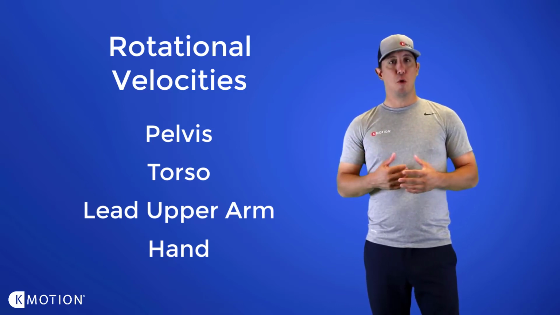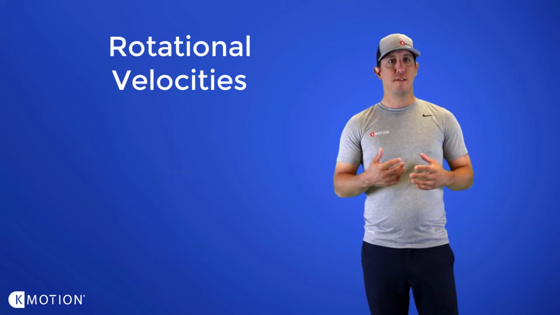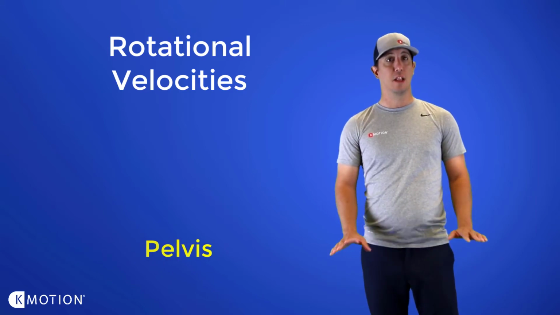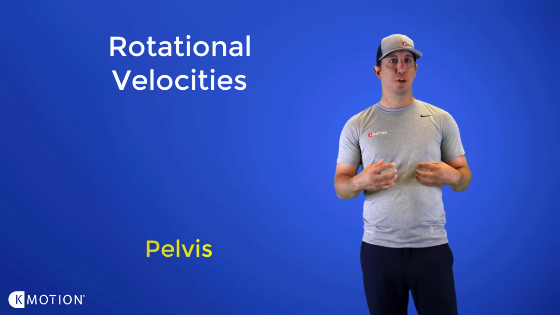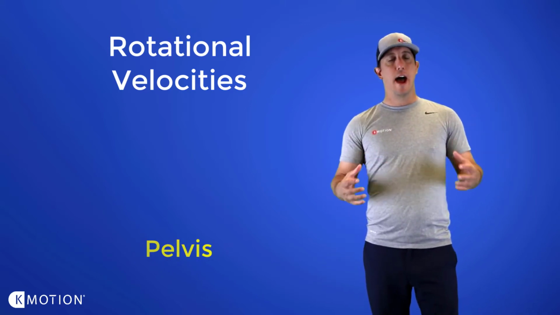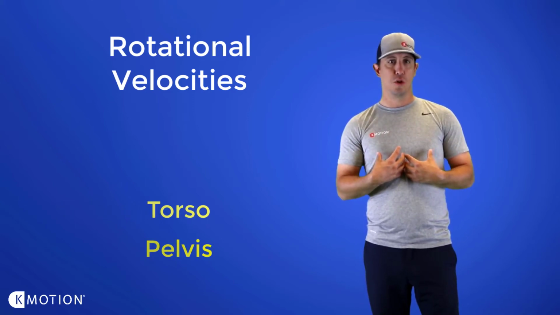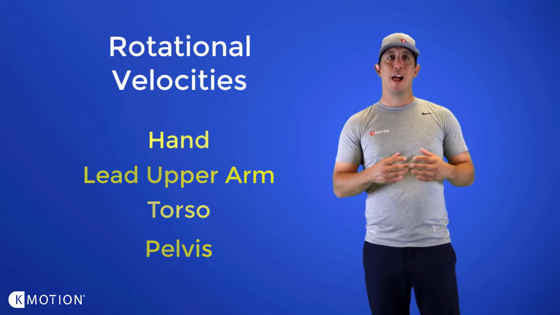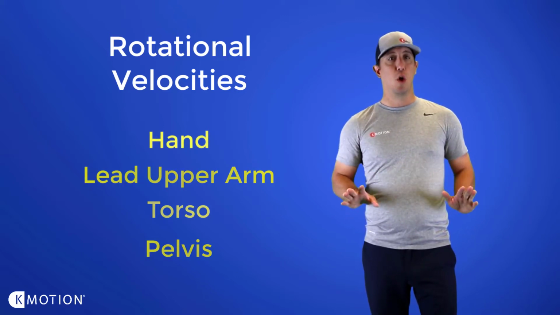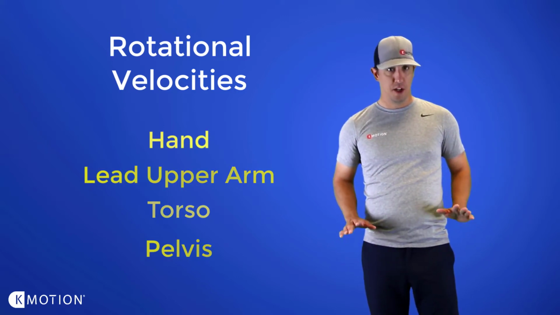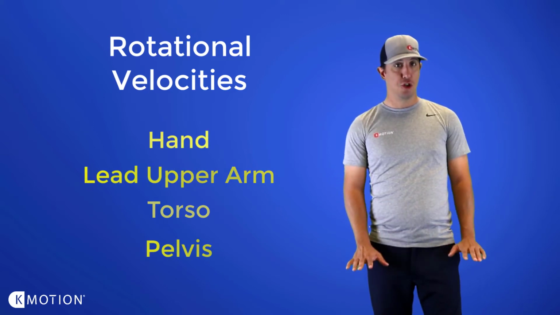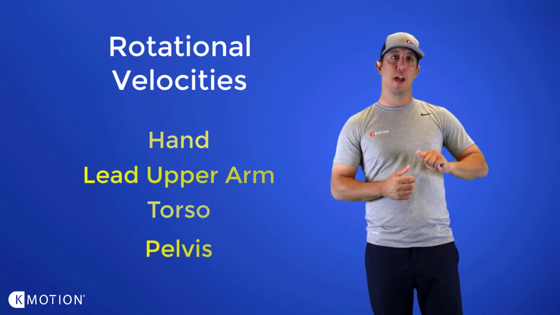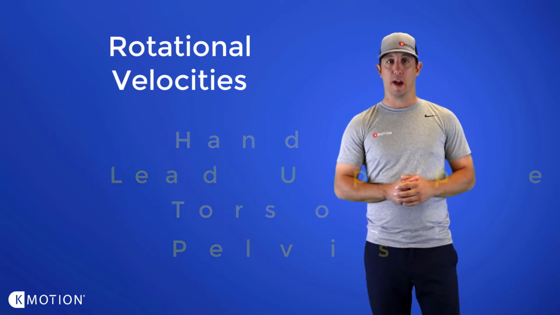It's really important to understand that the rotational velocities that are closer to the ground, so starting with the pelvis, are going to be lower, and they should build up on top of one another as you work your way into the torso, into the arm, and into the hand. They should be getting a little bit faster as you work your way from what we call a proximal segment, which in this case is a segment that's closer to the ground, to a more distal segment, which would be a segment that's closer to the implement that you're trying to swing.